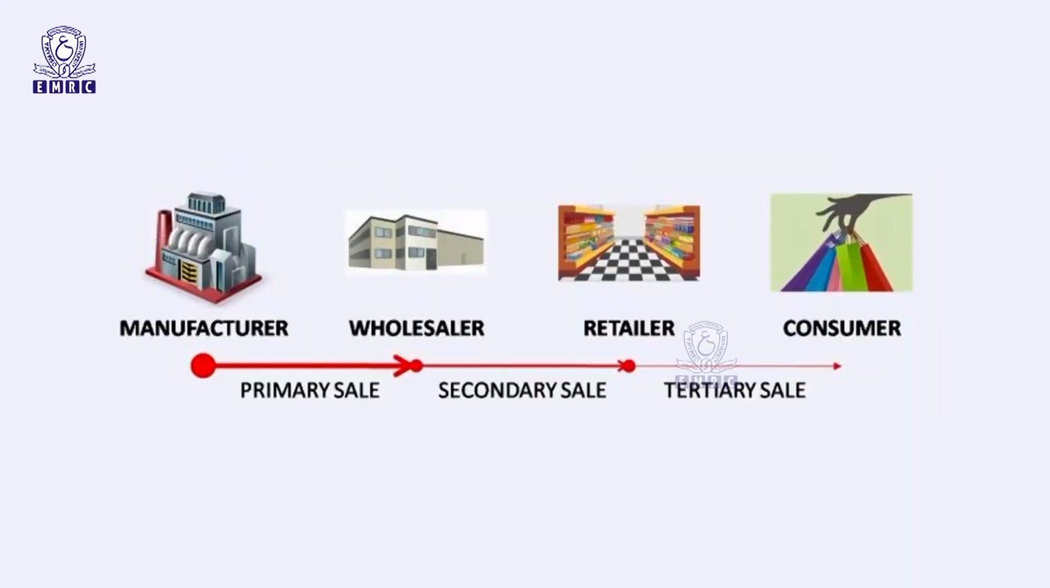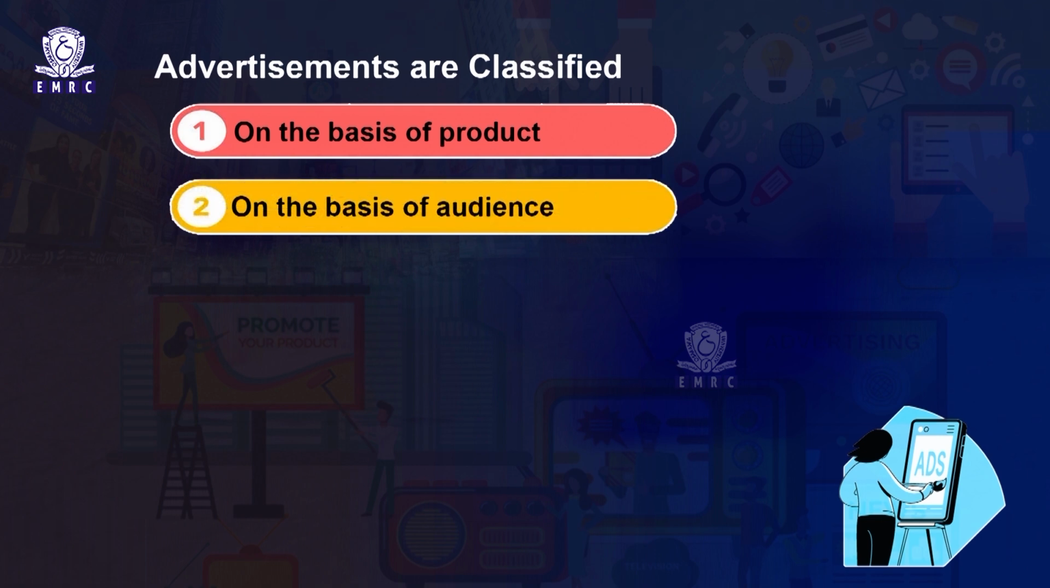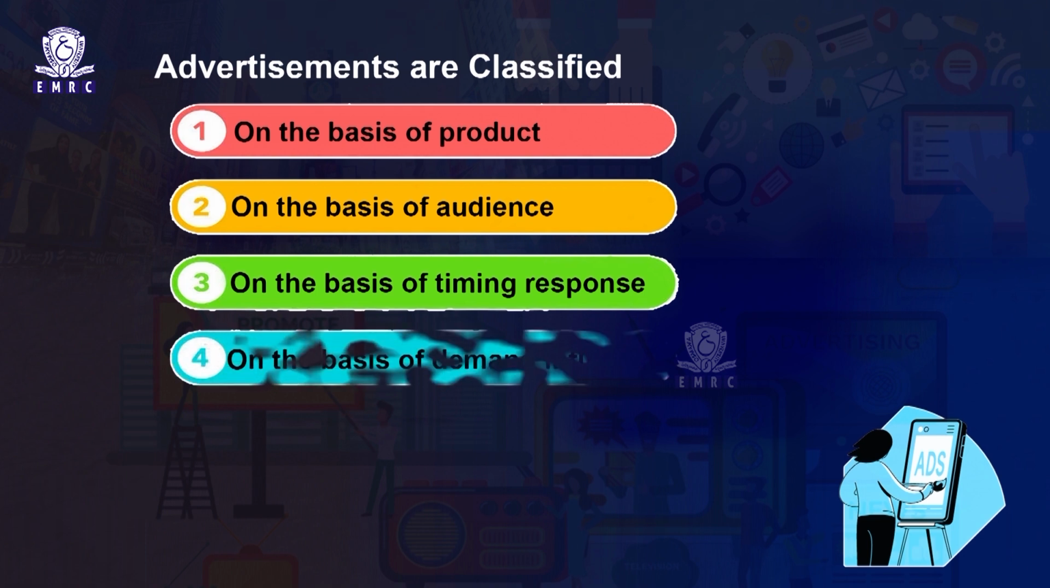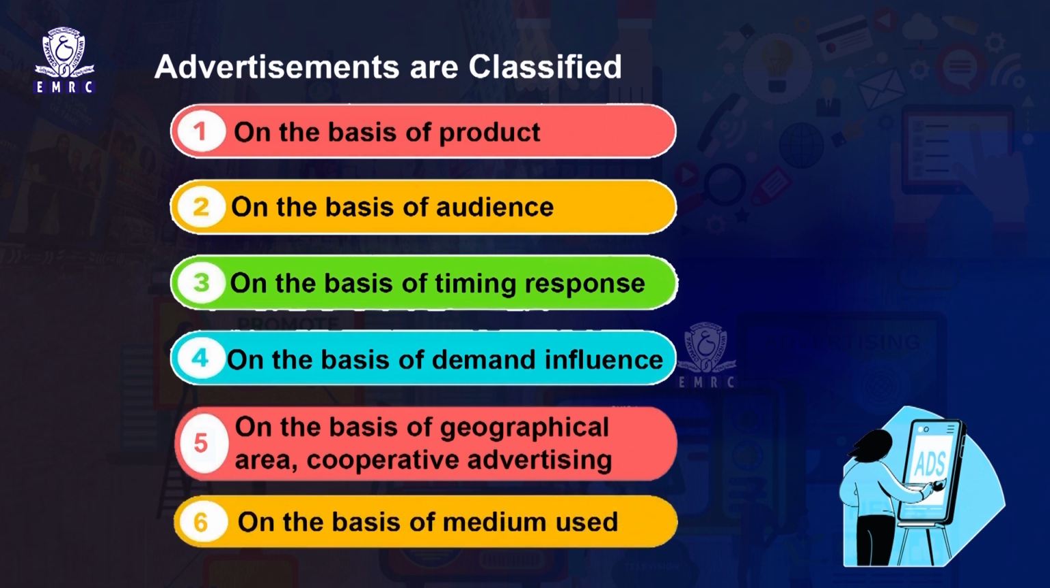Advertising is complex because it tries to reach different types of people in different ways. Think about the product, how it travels from one person to another, that is, from production point to consumer's purchase point. There are different kinds of advertisements. The advertisements are classified: 1, on the basis of product; 2, on the basis of audience; 3, on the basis of timing response; 4, on the basis of demand influence; 5, on the basis of geographical area, cooperative advertising; and finally 6, on the basis of medium used. Among these, let us look at three important kinds of advertising, that is, product-based, audience-based and institutional advertising.